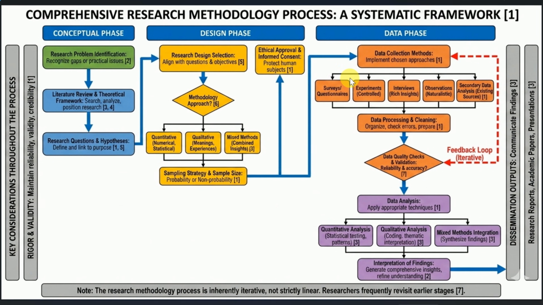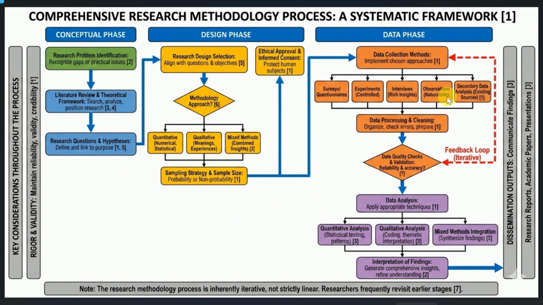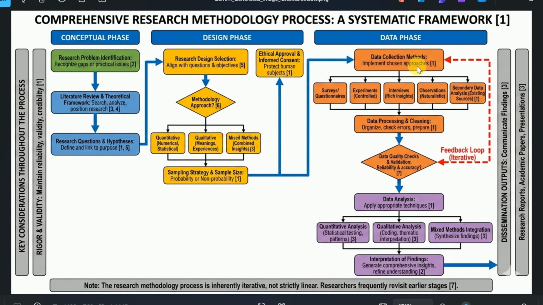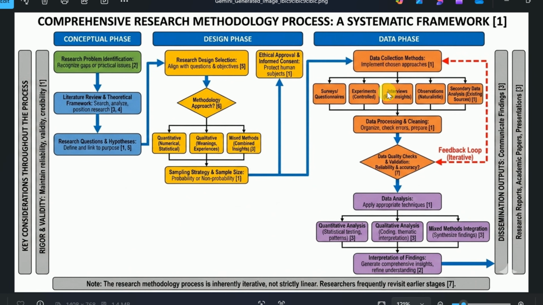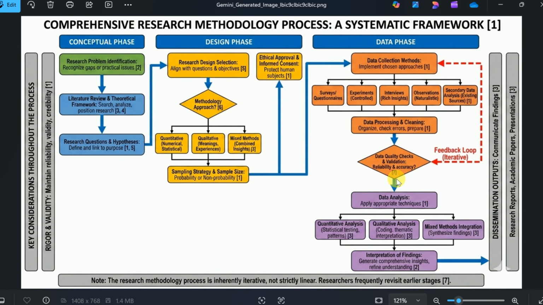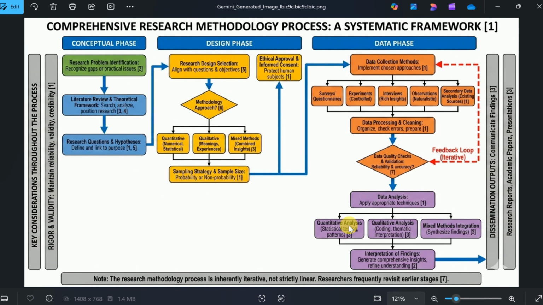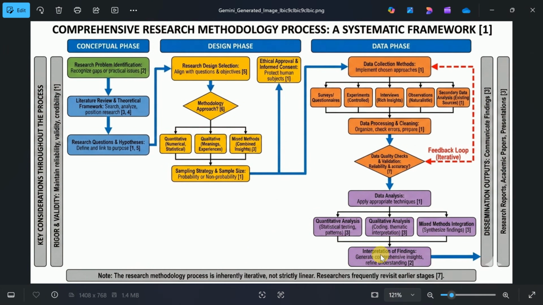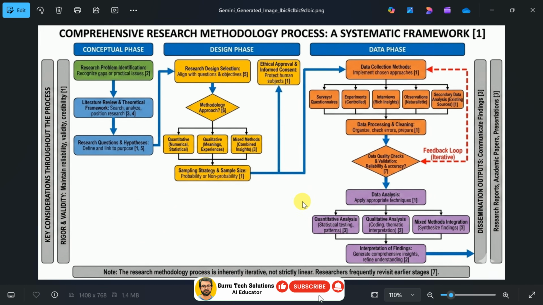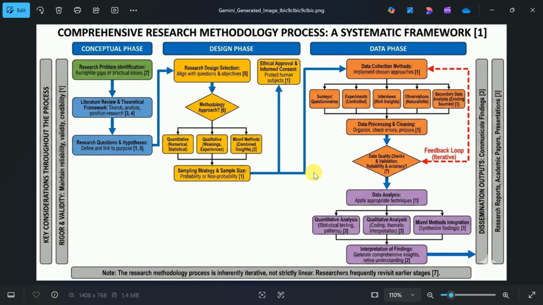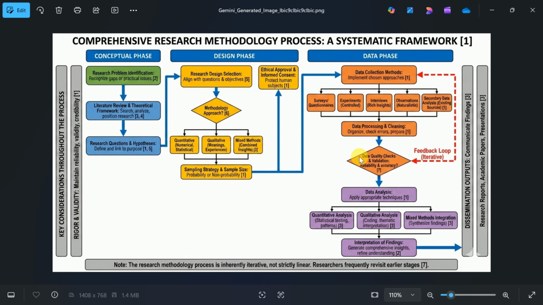This is about data collection. We can use various instruments and techniques. Once the data is collected, then comes data processing and cleaning. After that, we will analyze the data. For quantitative analysis, there are different methods that will be used. Once you are done with your data analysis, then comes the interpretation of findings. Once it's interpreted, here comes the dissemination output phase. Phase 4, Dissemination. This is followed by research reports, academic papers, and presentations.